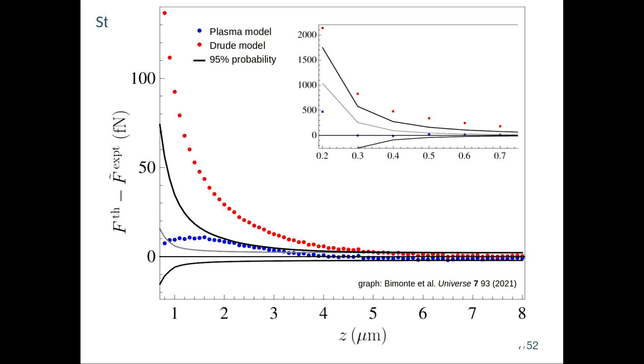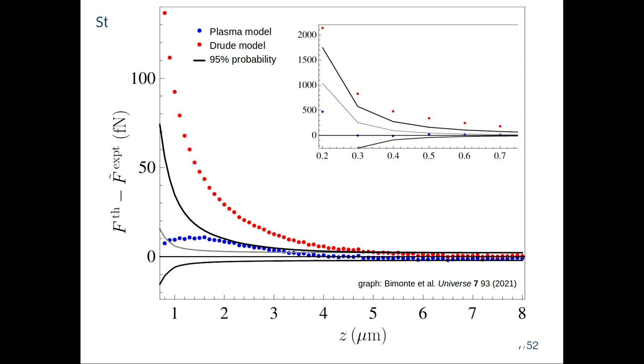But then if you look at experimental data, and this is actually one of the best data sets that we have around. I stole this graph from a publication from Giuseppe Bimonte and Riccardo Decca. What you see here is the difference between theory and experiment, and the black curves are the 3 sigma deviations or error bars basically of the experiment, and you see that only the plasma model is in agreement with the experiment, while the Drude model is excluded to in total more than 99%.